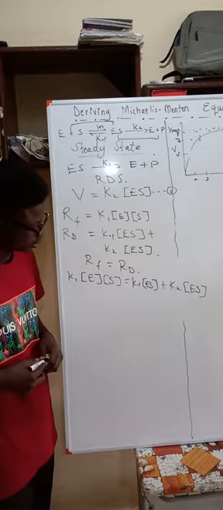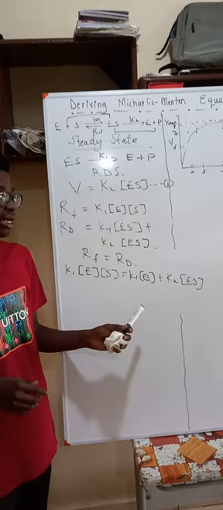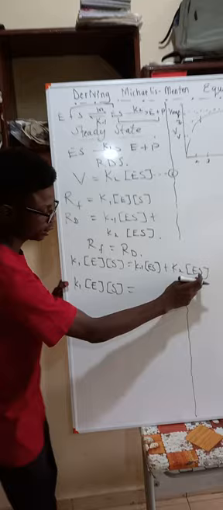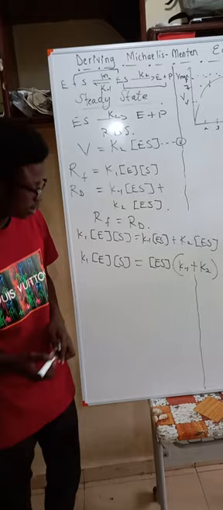Good. So from this side we have ES, ES here, so we can factorize it out to get a simplified version. You can write K1 E X being equal to, we have these two, so I'll bring ES out. Then multiply this and this: K minus 1 plus K2. So this is what you are getting.